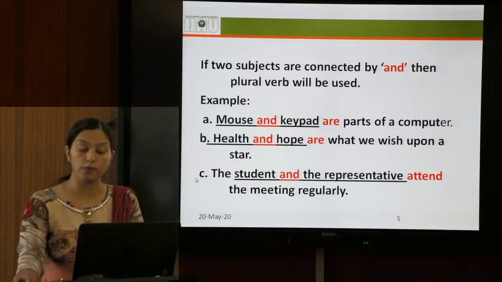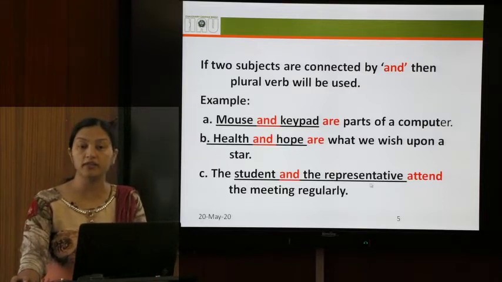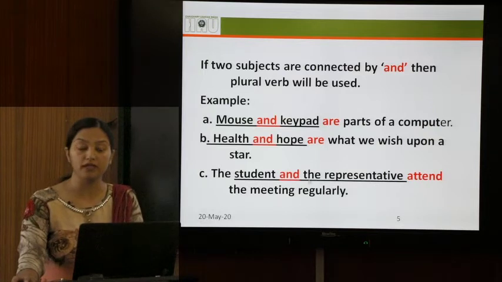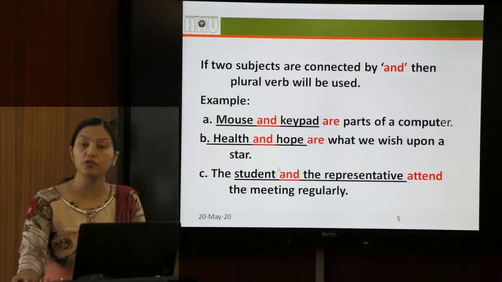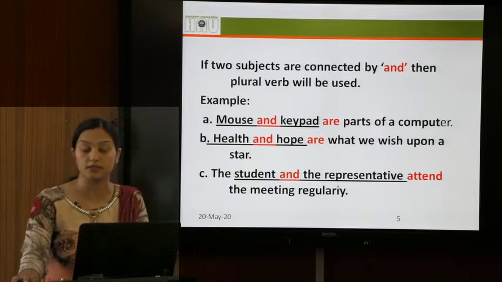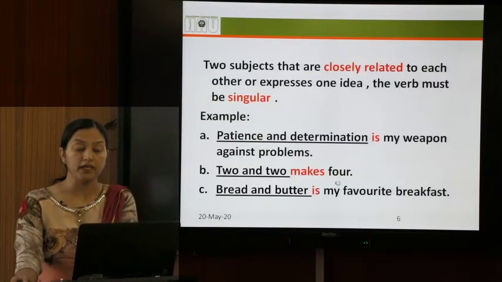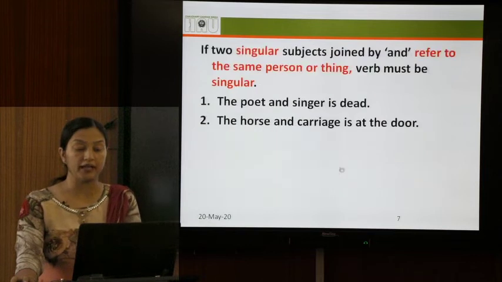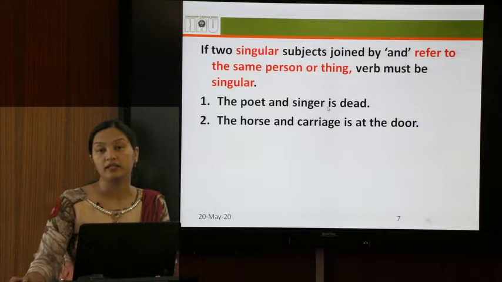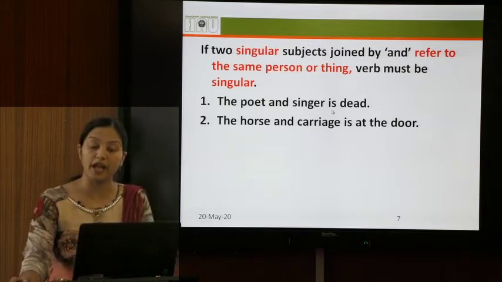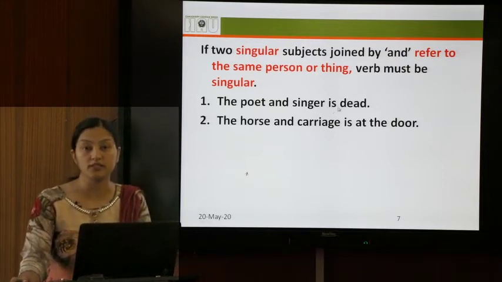So, this is also important: with the student and the representative I am using the definite article "the", that is why we are talking about two different persons here. Okay. But in this slide the poet and singer is referring to only one person, that is why we are using this primary auxiliary "is", which is singular.